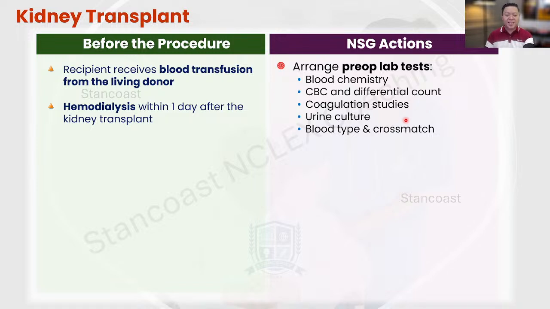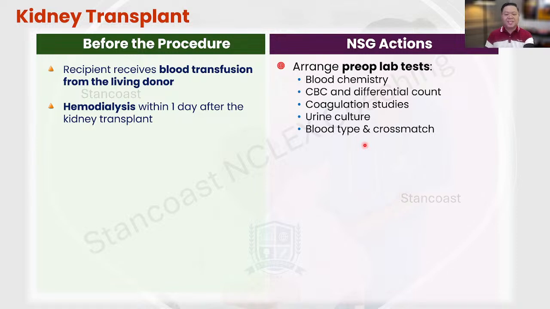Why we need to take a look into the urine culture. We have to detect if there is an existing urinary tract infection that needs to be treated before the transplant, because this can also reduce the risk of post-op infection. Again, focus on the urine culture. Don't just focus on one. So you have to think about all these lab studies that I listed here.